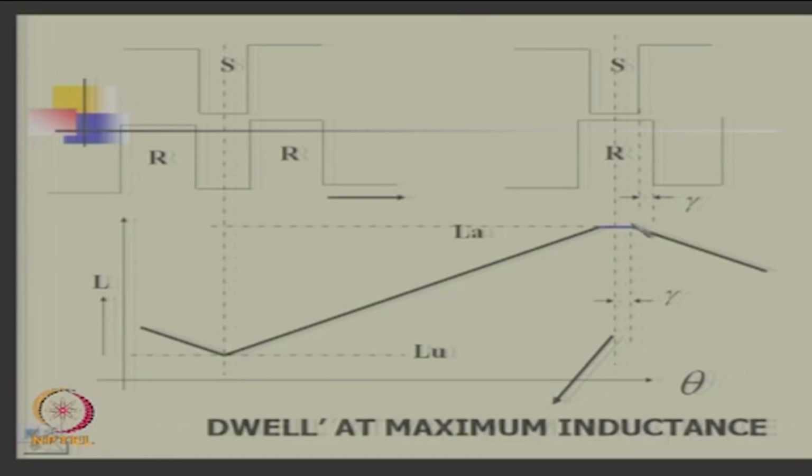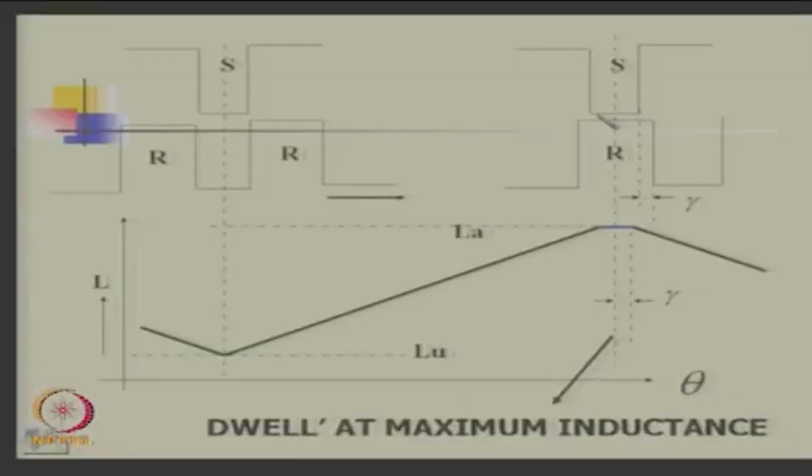Because if it is the same, then it will be linear, otherwise it will not vary at all. At small angle it will not vary. I think this is a simple concept of geometry. It does not vary because this angle is not the same as this. This is called a dwell at maximum inductance, that is, a constant at maximum inductance, right.